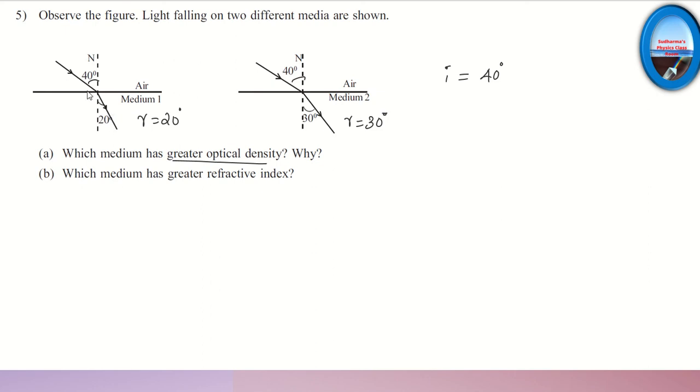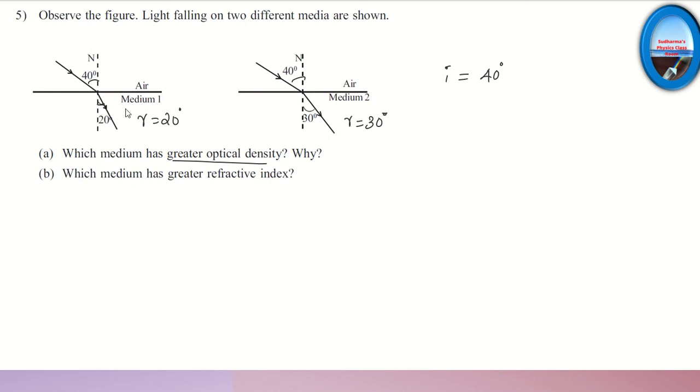More bending will take place means we know that when light travels from a rarer to a denser medium, the light will bend towards the normal. The denser the medium, the more bending will take place, more bending towards the normal. So here the angle of refraction, more bending is taking place.